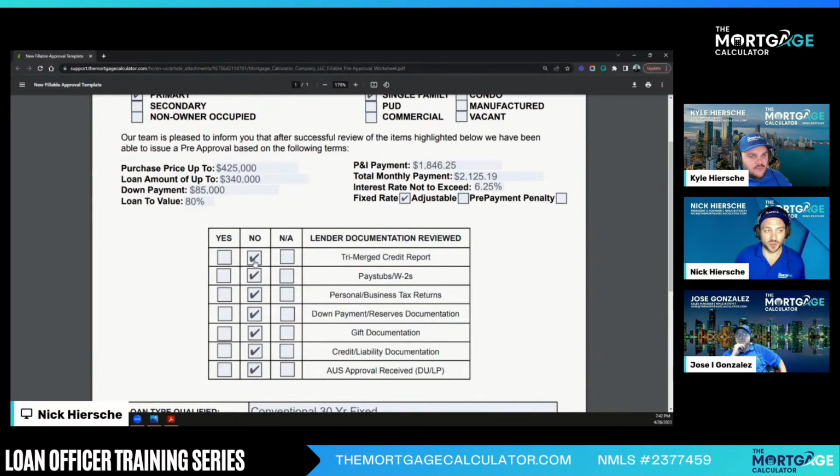So this is what a prequal is. That is very different from what we do here at the Mortgage Calculator. This is what we do. Very different, guys. It's apples and oranges when you put them side by side, right? That's why we love this worksheet. It's going to point out the jokers and put you guys at the top of the list, right?